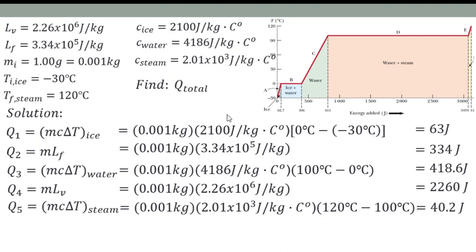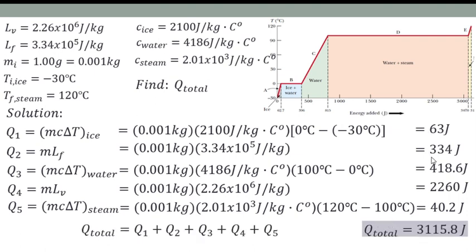And since we are looking for the amount of heat that is needed from our ice, which is at negative 30 degrees Celsius, going to steam, which is at 120 degrees Celsius, all we have to do is add. So adding all of the values of our heat, we will get our final answer: Q total is equal to 3,115.8 joules.